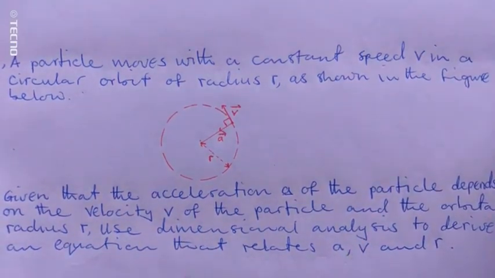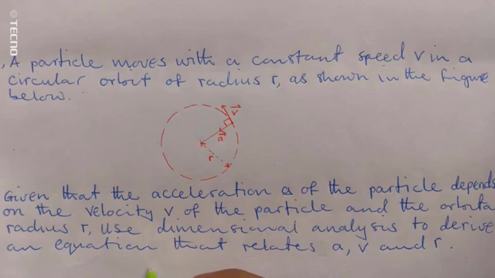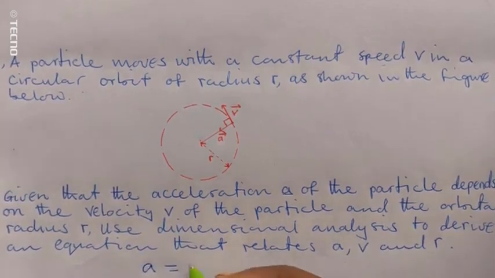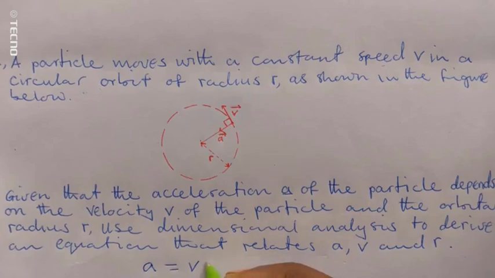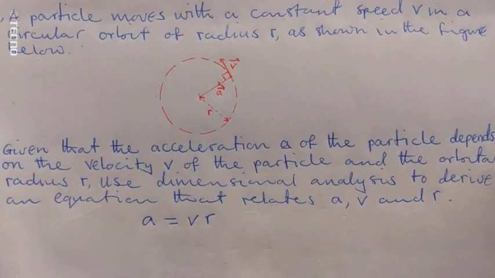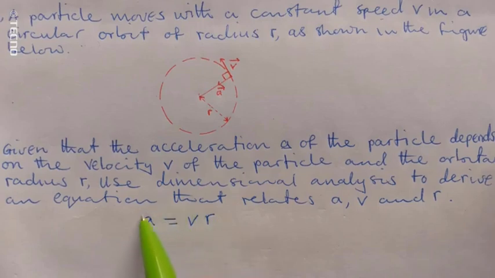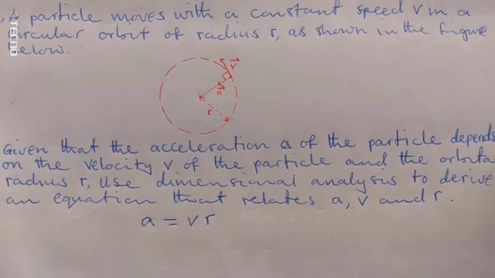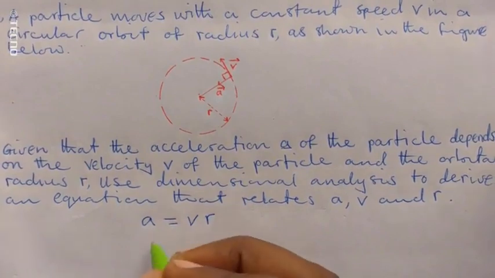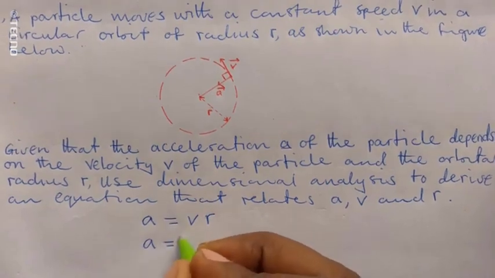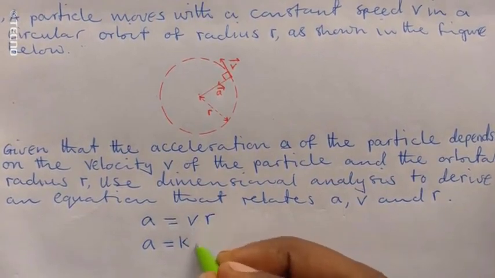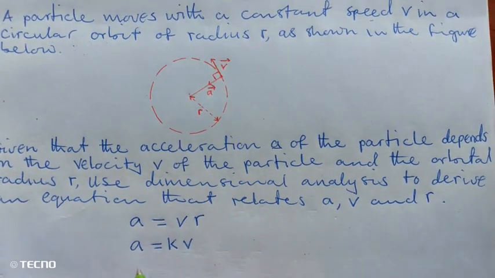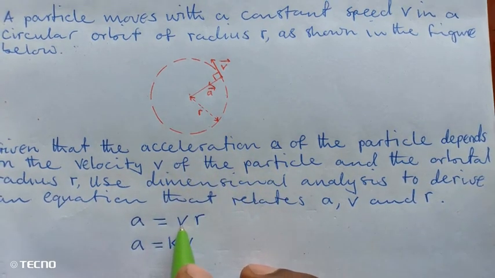So here, for us to come up with the equation, we are told that acceleration depends on v and r. Yes, so this is what we have. So what we are going to do is introduce a constant dimensionless variable. Let's say we introduce k as a constant variable. So we say a is equal to k, then we have v. As I've said, after you write something like this, we are told that acceleration depends on velocity and also on radius.